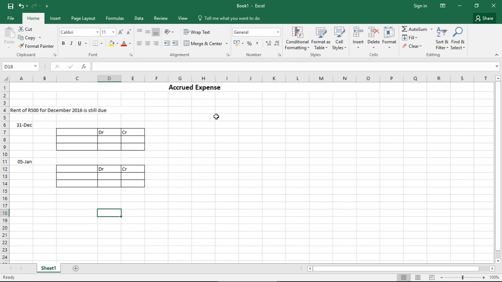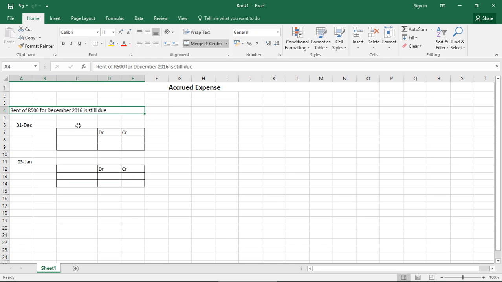Welcome to Counters. At this point, we are looking at accrued expense. What is accrued expense? Accrued expense is an expense that you have incurred but have not paid yet. So accrued expense is a liability, and a liability is what you owe someone. So I've got a quick example here.